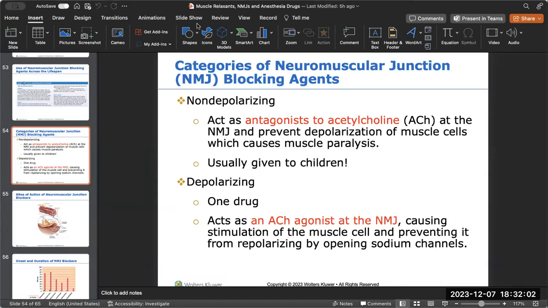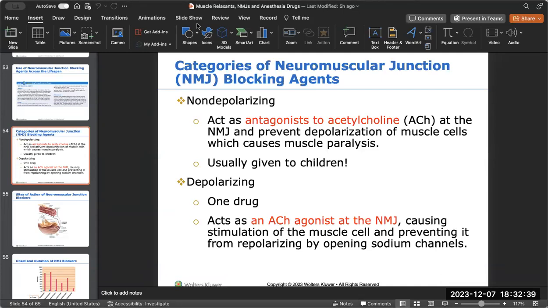We have depolarizing, which act as an agonist to acetylcholine, because acetylcholine also acts as a parasympathetic stimulant. So we prevent repolarizing, right? So what can happen if we have this interplay between depolarization, where things go up, and repolarization, where things start to relax? We don't want the cycle to restart. So if we prevent it from repolarizing, we can actually keep the sodium channels open, and it can really help with some of the problems that we're going to talk about.